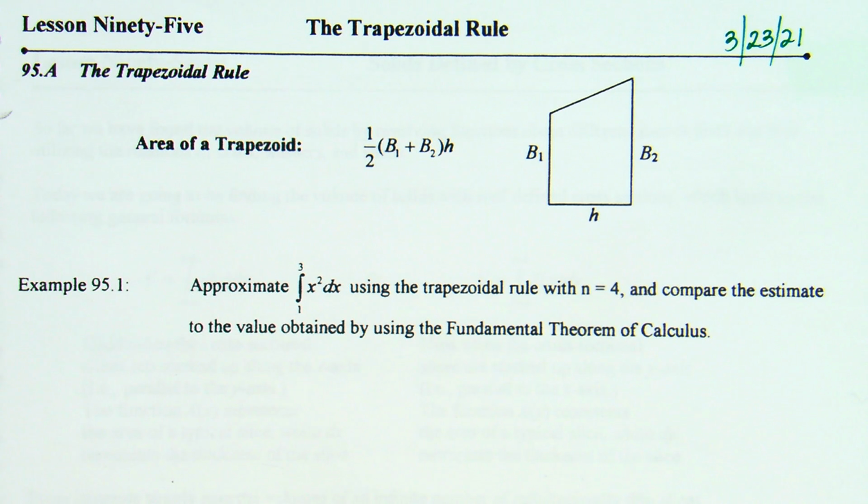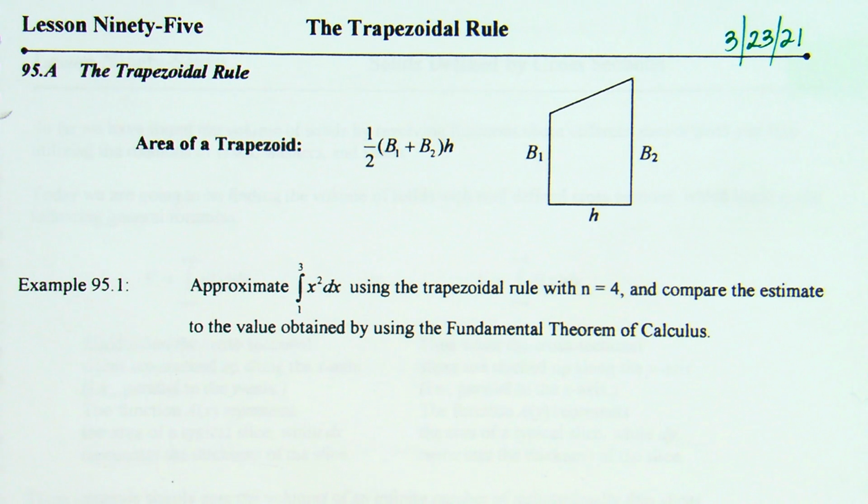1/2, I always think 1/2 height times b1 plus b2. Here they have 1/2 b1 plus b2 times height. It's 1/2 times the sum of the bases times the height, or the sum of the bases times the height divided by 2. Whatever variation you guys think of. Well, at least you realize that's a triangle.